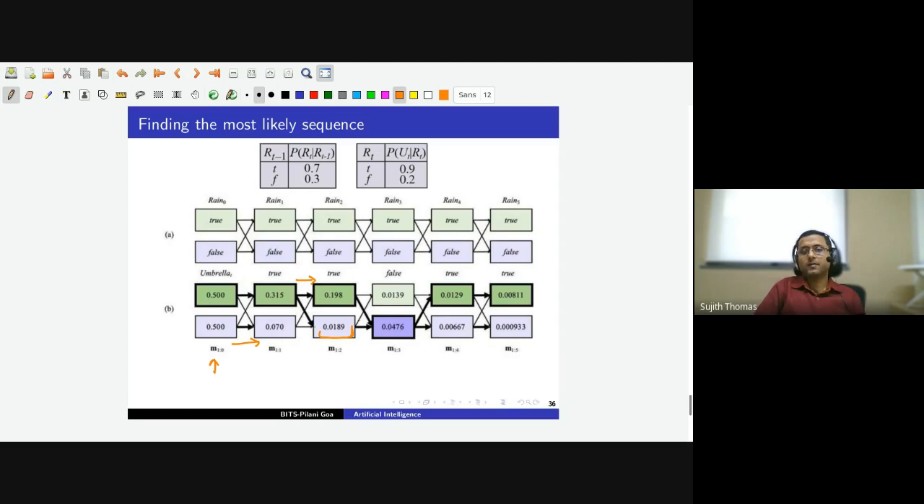And at the end of the fifth step, we will get two values corresponding to the hidden variable R5. So basically, these two probabilities tell us the best probability among all sequences that end with R5 is equal to true and R5 is equal to false. And now among these two, we simply pick the probability that is largest. So that gives us the best probability for all possible sequences starting from R1 to R5.